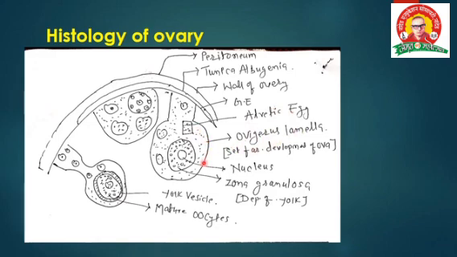Ovigerous lamella means this one. The ovigerous lamella is the site for the development of ova. This is the ovigerous lamella, and this one is the central point, the nucleus. Below the nucleus, the dotted points are called the zona granulosa. What is the function of zona granulosa? I already mentioned: deposition of yolk. And what is the ovigerous lamella's function? The site for the development of ova. Yolk vesicle, mature oocytes. Right, this is the figure of the histology of the ovary.